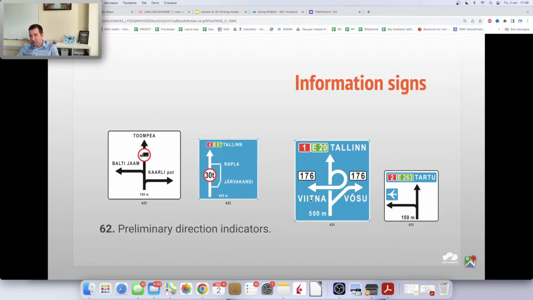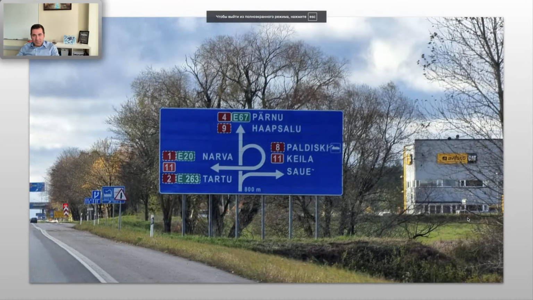Outside of the built-up area there will be names of cities. So you see Tallinn, Viitna, Võsu, these are either cities or small villages, and in the city area you can see the names of the streets, and maybe also other places like the airport, for example. And is there any common rule how early they put this sign?